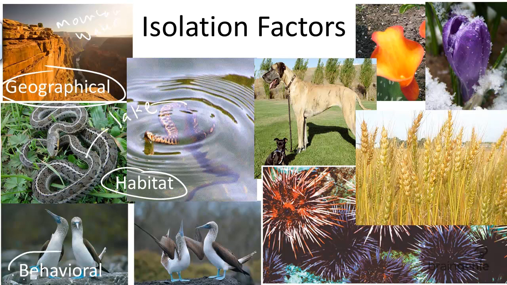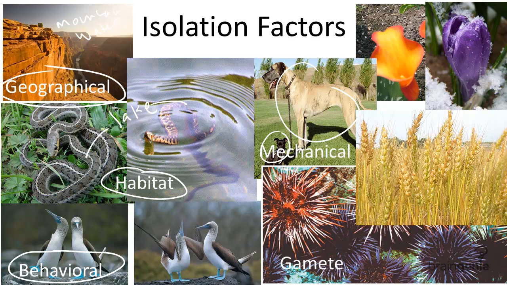Behavioral isolation occurs when two similar species have different mating rituals, thus isolating them from one another, a method of reproductive isolation. Mechanical isolation occurs when two species may be similar, but are incapable of mating. For example, an extremely large dog is unable to mate with an extremely small dog and vice versa.